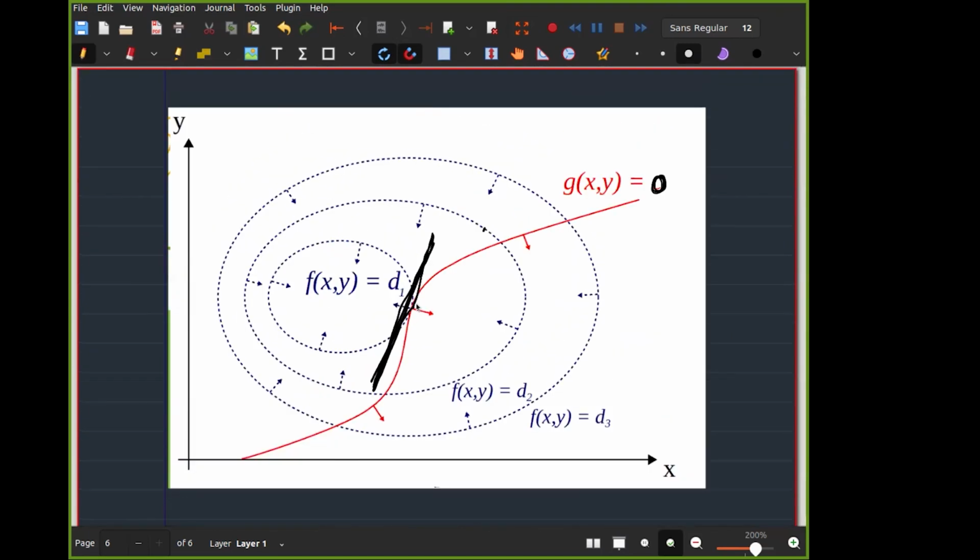So that's one intuition, that there is a tangent which connects the constraint and the loss function. And at the optimality condition, the constraint gradient and the loss function gradient are the same, but in opposite directions, shown by these two arrows, right?